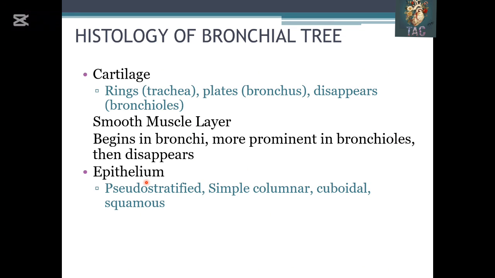Epithelium, again very important, you must remember that at the level of the trachea and then the main bronchi, the principal bronchus, the secondary and the tertiary, it is usually pseudostratified. When it reaches the level of the terminal bronchiole, it becomes simple columnar ciliated, and at the level of the respiratory bronchiole, it becomes cuboidal, which later on becomes squamous in shape. So there is a gradual change in the epithelium.